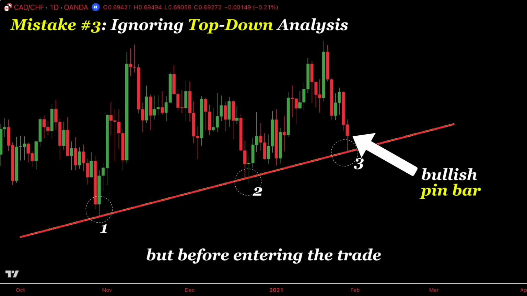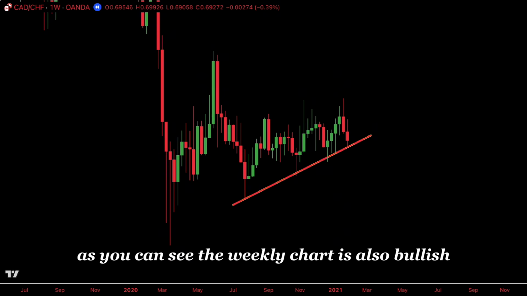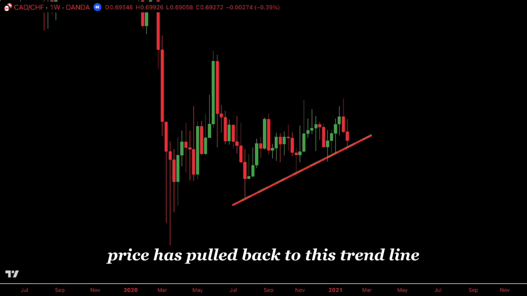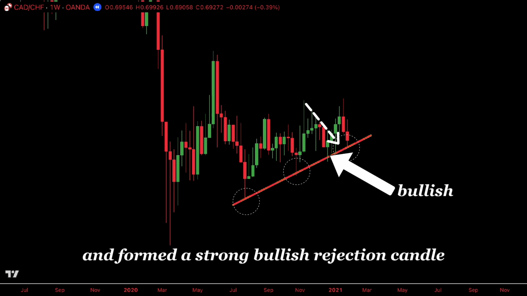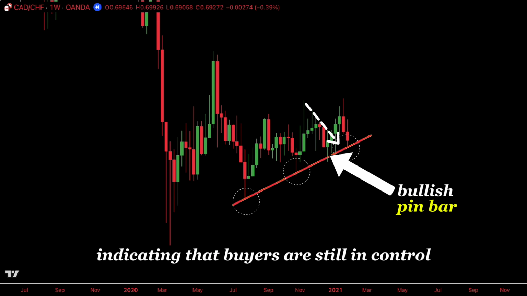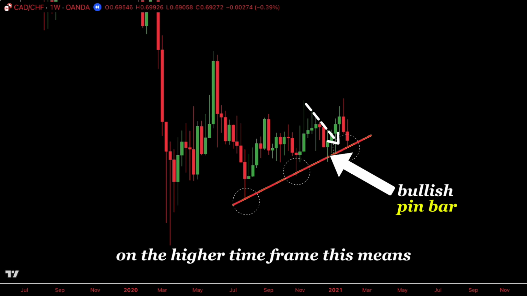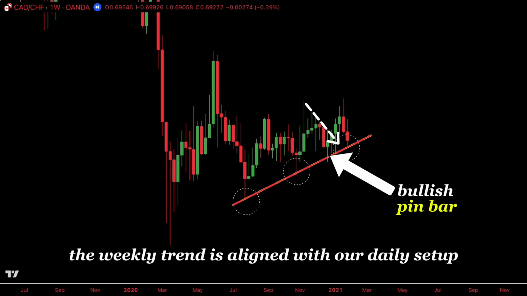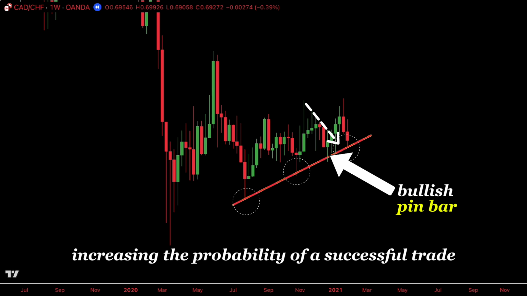But before entering the trade, let's switch to the weekly chart. As you can see, the weekly chart is also bullish. Price has pulled back to this trend line and formed a strong bullish rejection candle, indicating that buyers are still in control on the higher time frame. This means the weekly trend is aligned with our daily setup, increasing the probability of a successful trade.